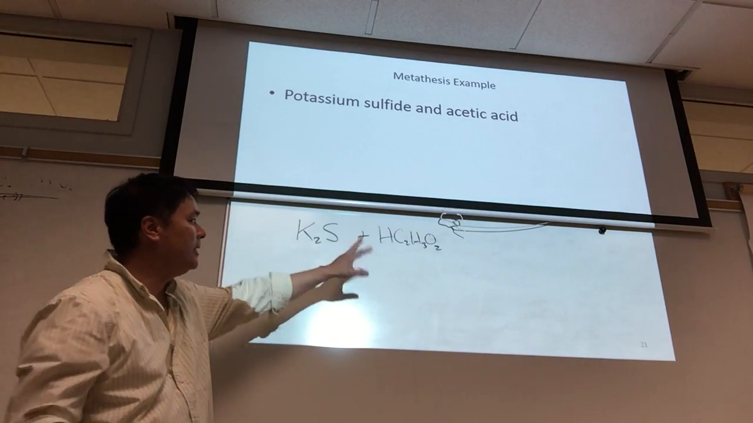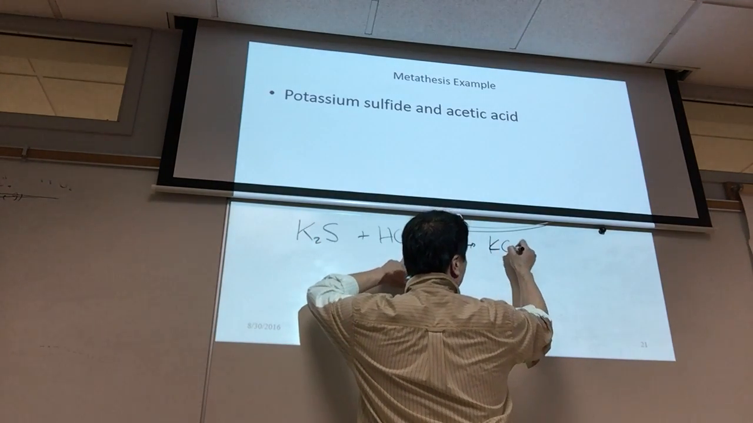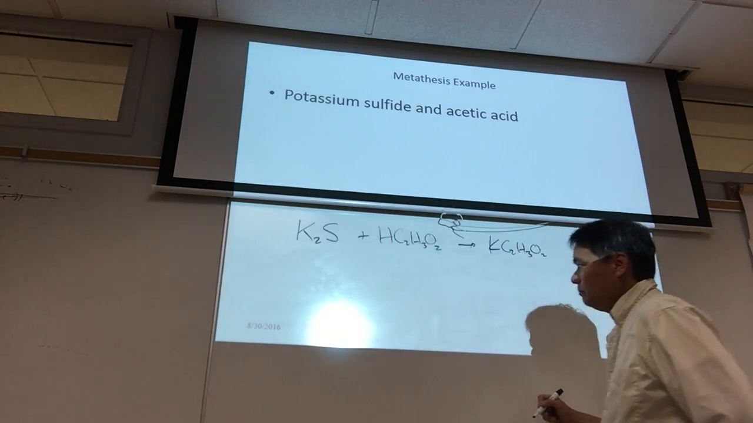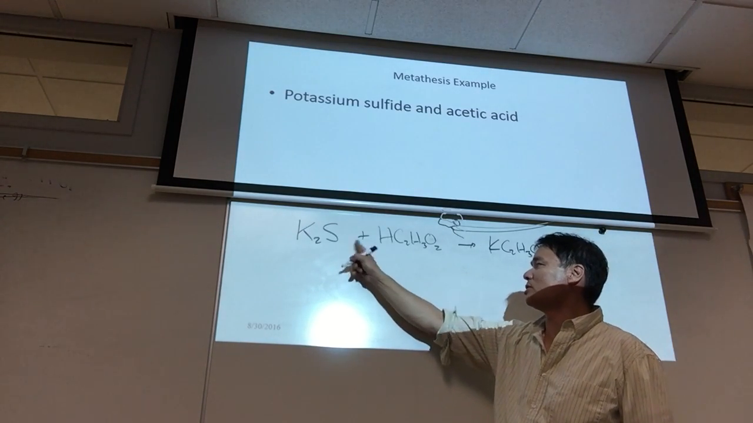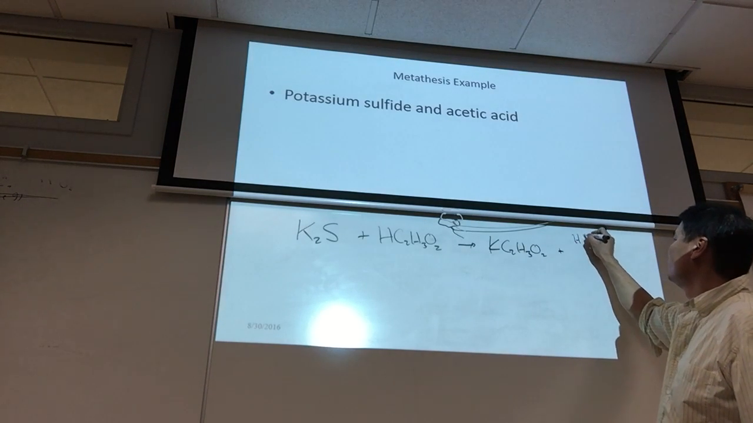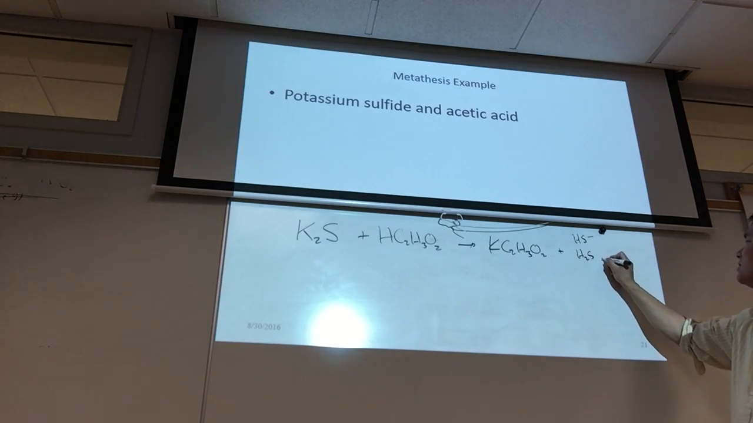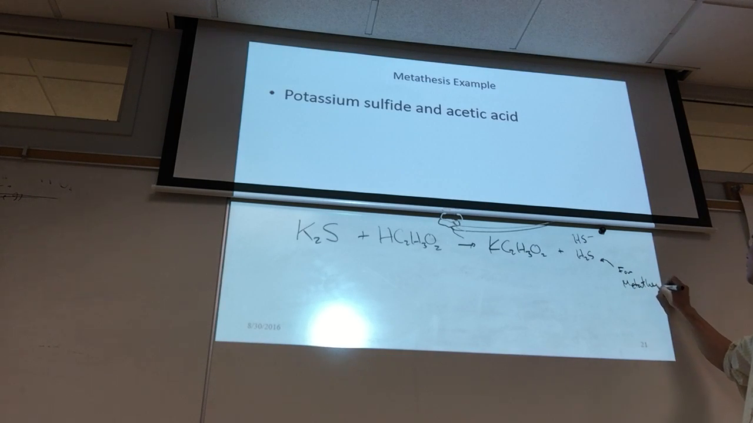This is an AB plus CD, double replacement. And so it's going to be potassium with acetate. Potassium with acetate is potassium acetate. And H with S. When we do double replacement, or metathesis, you know, S is capable of accepting two H's, so we just go to reaction. And so do we do HS minus or do we do H2S? For metathesis, go all the way. And so we'll just take it all the way to H2S rather than leave it at HS minus. Diprotic.